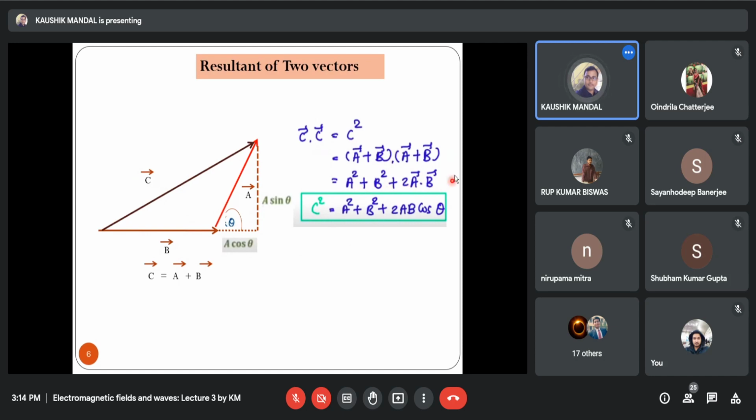Now A dot B, we have to apply the dot product of the vectors. Though we did not discuss the dot product, as you know the basics of the dot product, it becomes 2AB cos theta. In another way, by using the Pythagoras theorem, you can also find C square in this particular way. So by both ways you can find the resultant of two vectors, either following these rules or these particular equations, or using this Pythagoras theorem.